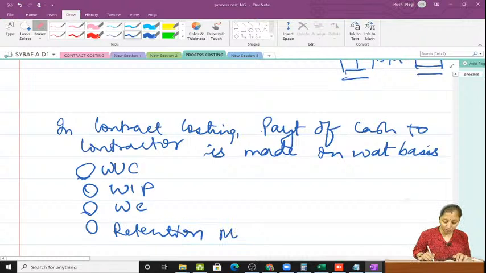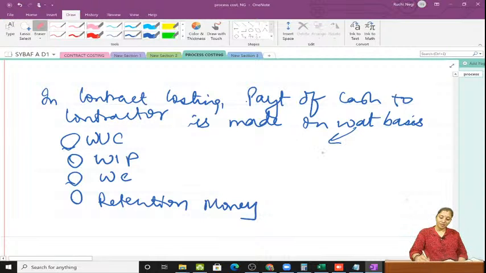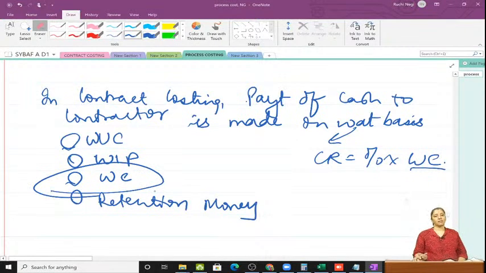So if you know the meaning of everything which I had discussed in the beginning of the lecture revision part, I had just discussed work certified क्या होता है, work uncertified क्या होता है, retention money क्या होता है. So what do you think is the right answer? In contract costing, payment of cash to contractor is made on what basis? यहाँ हमने formula भी discuss किया था. Cash received is what percentage on? So that is the correct answer. Cash received is a percentage on work certified. So it is paid on this basis.